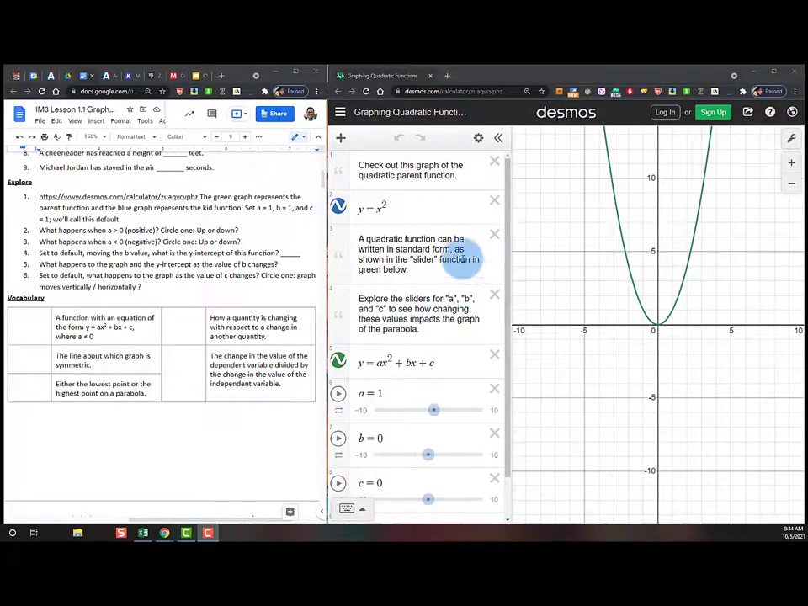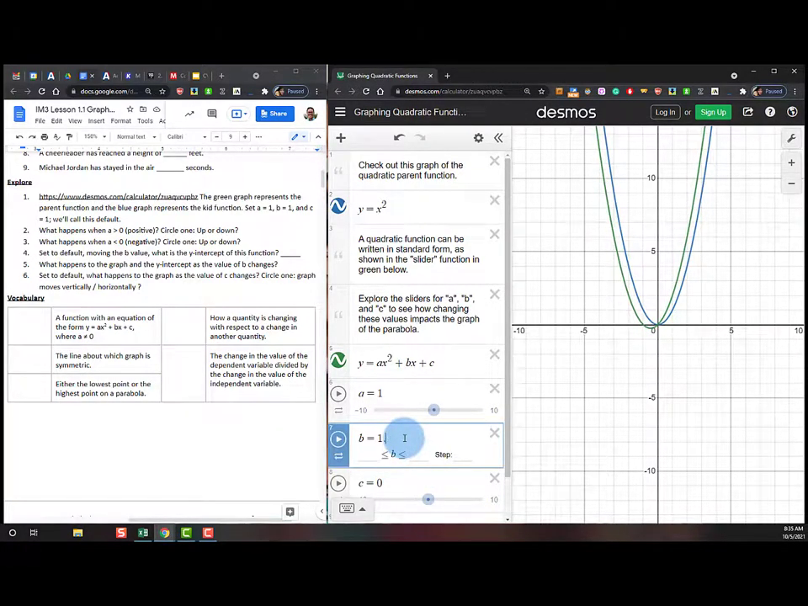Alright, hopefully you were able to play around with this. So let's go ahead and set the default to 1. Can you just click a number? Oh yeah, you can just type in 1.